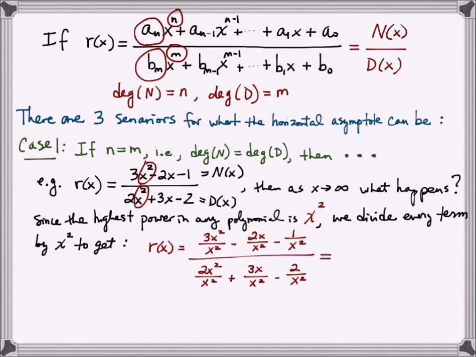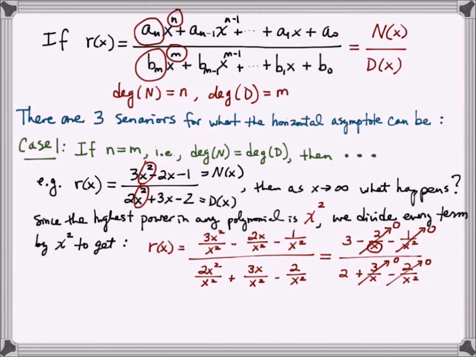We want to simplify as much as we can. Notice that 3x squared over x squared really just becomes 3, and 2x over x squared becomes 2 over x, and then the 1 over x squared stays the same. In the denominator here we have 2 plus 3 over x minus 2 over x squared. Remember, we're trying to investigate what happens as x approaches infinity. Well, if x goes to infinity, that means the quotient 2 over x becomes really small. So small that it eventually goes to 0. If x goes to infinity, that means 1 over x squared goes to 0 as well, and at a much faster rate than the 2 over x goes to 0. For the same reason, both of these terms will go to 0 eventually.